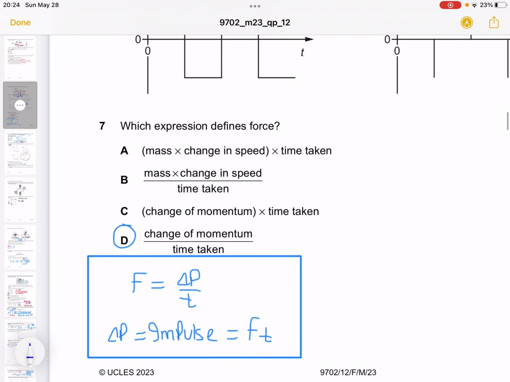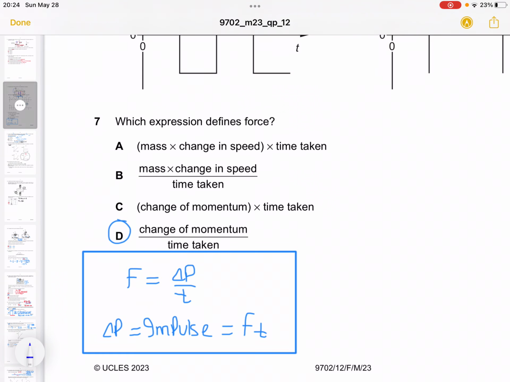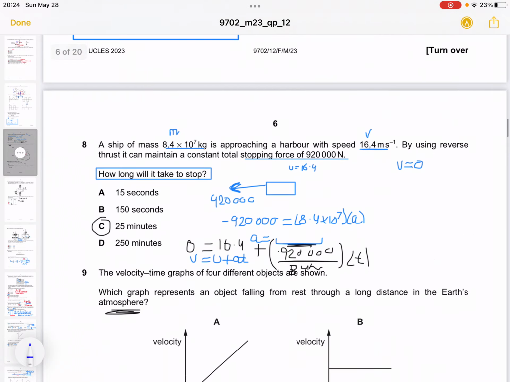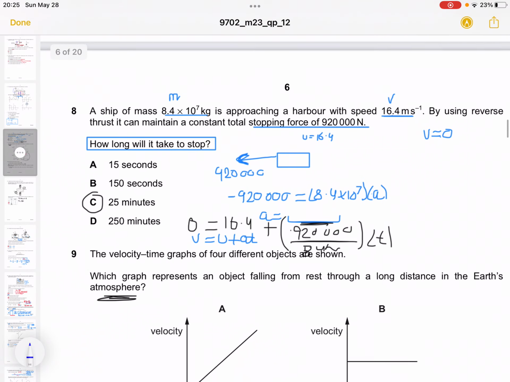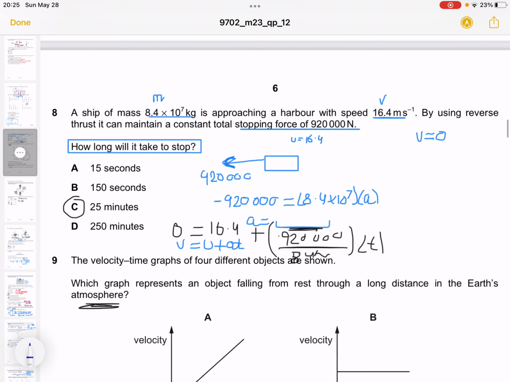Question number 7 says that which expression defines force? So force is rate of change of momentum, so D is the appropriate answer. Question number 8 says that a ship of this mass is moving with a velocity and a stopping force of 920,000. How long will it take to stop?